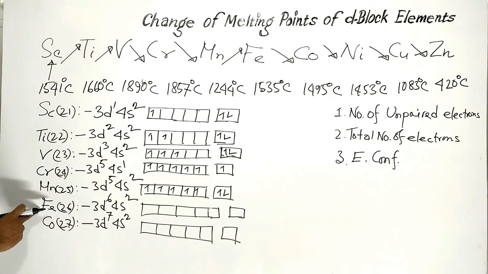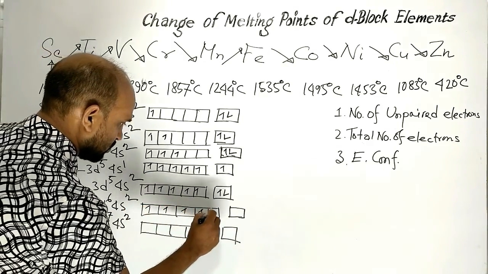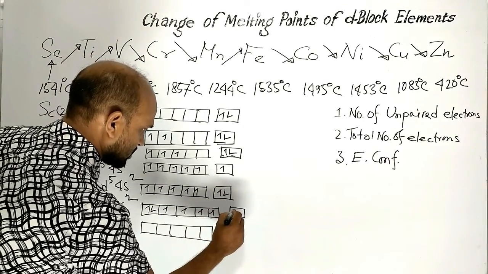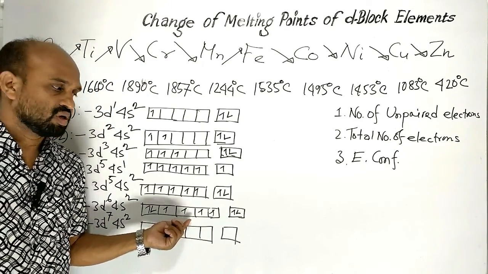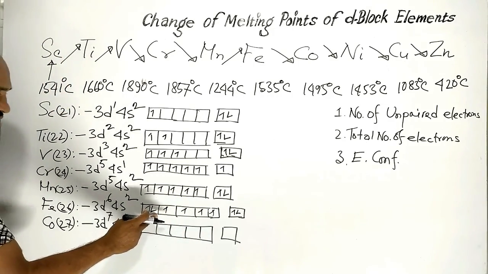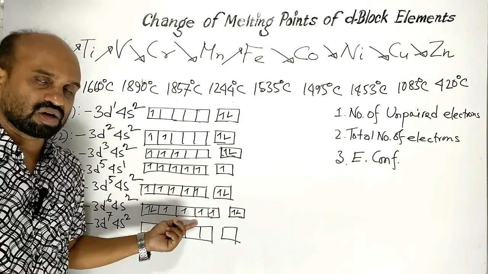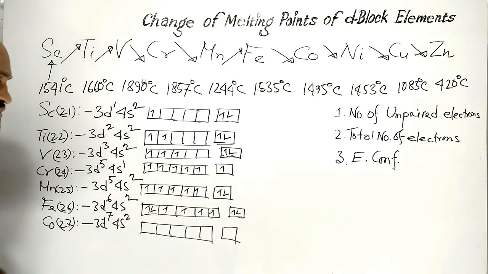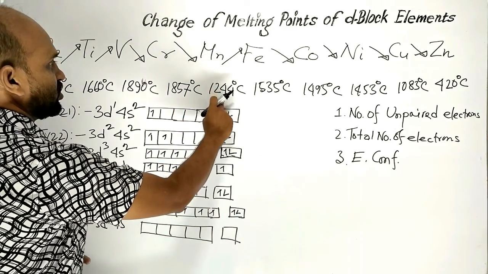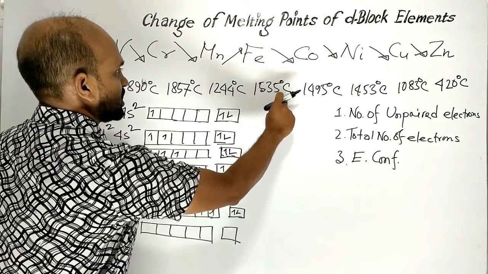Now let's see iron. Here the d orbitals contain 6 electrons, 1 2 3 4 5 6. The s orbital contains 2 electrons. That is, here the number of unpaired electrons is more, but this is not a stable configuration. This is not fully filled, not half filled, so this is an unstable electronic configuration. That is why these electrons participate in metallic bond formation. For this reason, the melting point increases from manganese to iron. Manganese's melting point is 1244 degrees Celsius, but the melting point of iron is 1535 degrees Celsius.